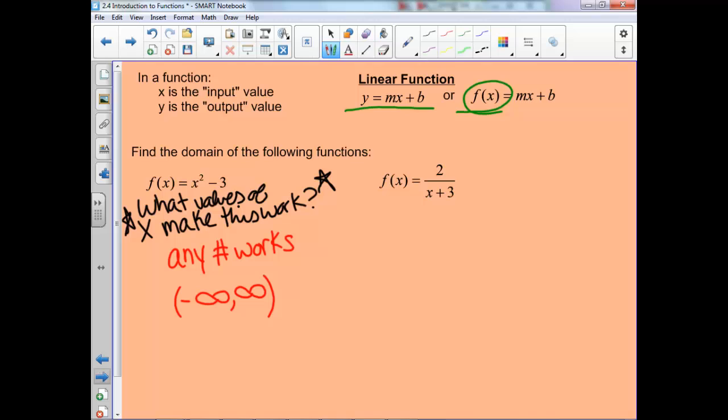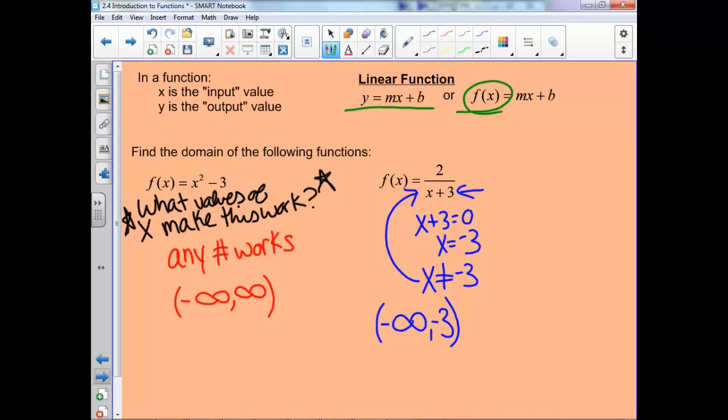In our second equation or function, however, you can't divide by 0. And so if we were to figure out when this is 0, it's 0 when x is negative 3. That means x cannot be negative 3 because it would make our denominator 0, and you can't divide by 0. So this means everything except negative 3 will work. So that means everything from negative infinity up to negative 3, but not including negative 3. Union with negative 3 up to infinity. So this means everything from negative infinity up to negative 3, and everything that's greater than negative 3 will work.